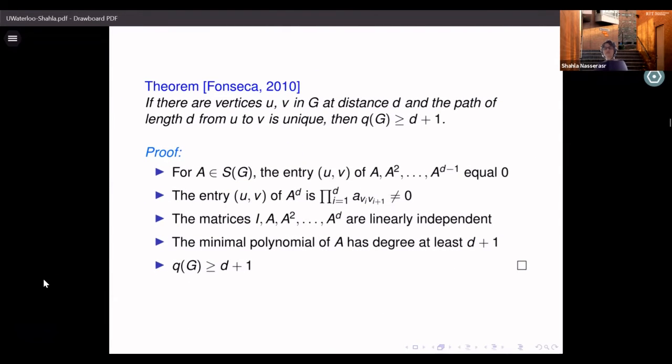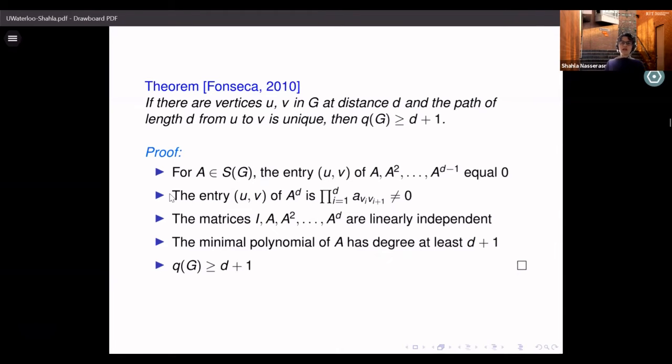We also have this nice lower bound for Q, by Fonseca in 2010, that says if we take two vertices that have a distance d, and moreover, if that path of length d between them is unique, then Q is going to be at least d plus 1. So in other words, if there is a unique shortest path of length d between two vertices, then Q is at least d plus 1. And the proof for it is a very nice linear algebraic proof, so I'll just briefly mention it.